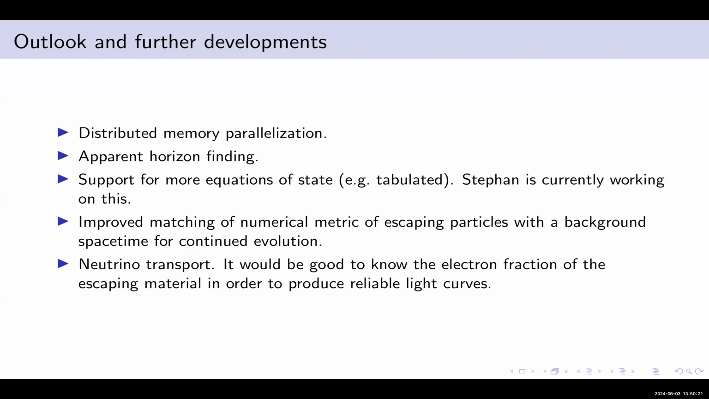We also need neutrino transport because, of course, we need to know what happens with neutrinos. We need to know the electron fraction of the escaping material in order to produce reliable light curves. And there's probably a lot of other things we need to do, but this is what I have chosen for this. I'll stop here.